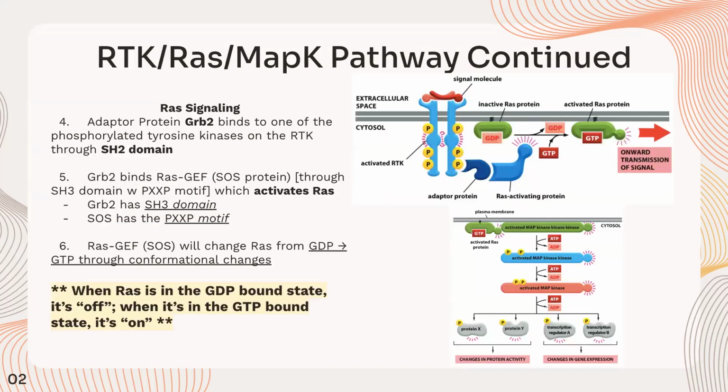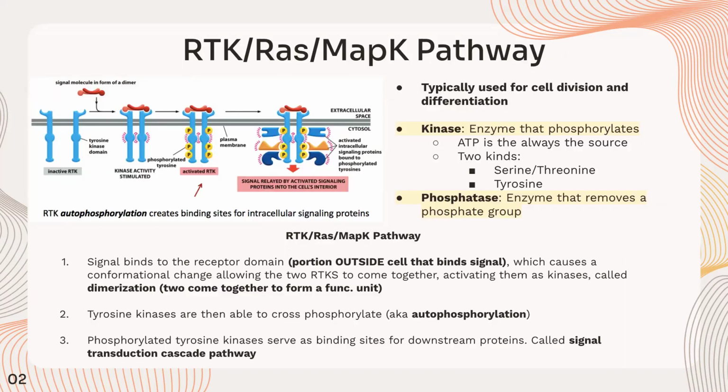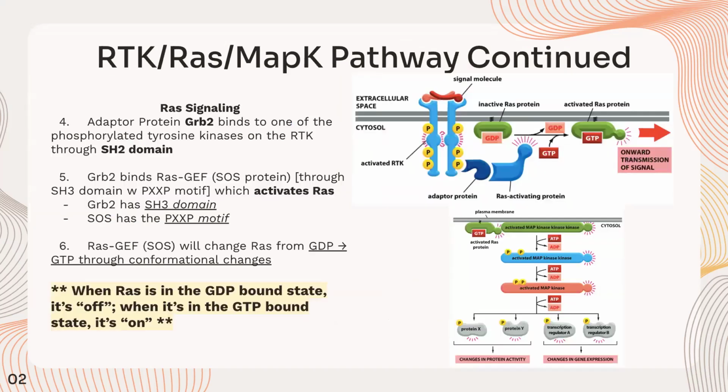Okay. And then those phosphates end up being binding sites for those proteins that you see binding to all the P's, which will be important later on. Okay. GRB2. GRB2 is this dark blue guy right here. That's the adapter protein. So it comes in, it binds to one of the phosphorylated tyrosine kinases on the RTK through the SH2 domain. Yago is going to talk about the difference between the SH2 and SH3 domains in a bit, but just know that for now. It binds to the SH2 domain on the RTK. Make sense?